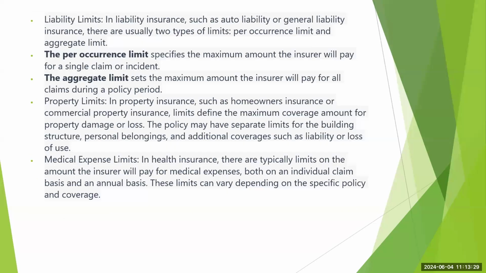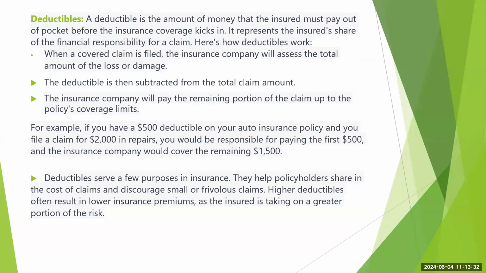Deductible. What is a deductible? A deductible is the amount of money that the insured must pay out of pocket before insurance coverage kicks in. It represents the insured's share of the financial responsibility of a claim. Here is how a deductible works. When a covered claim is filed, the insurance company will assess the total amount of the loss or damage. The deductible is then subtracted from the total claim amount. The insurance company will pay the remaining portion of the claim up to the policy coverage limit.